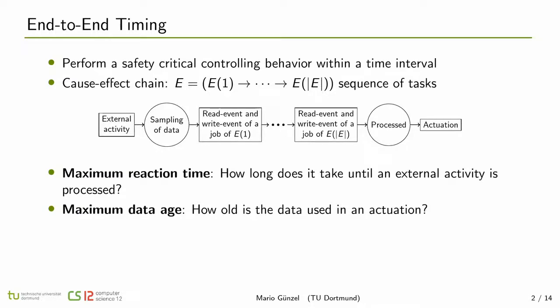Of special interest are the terms maximum reaction time and maximum data age. Maximum reaction time answers the question, how long does it take until an external activity is processed, and maximum data age answers the question, how old is the data used in actuation. So maximum reaction time is actually from here to here, and maximum data age is from here to here.